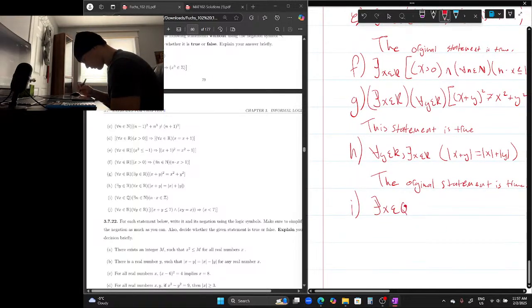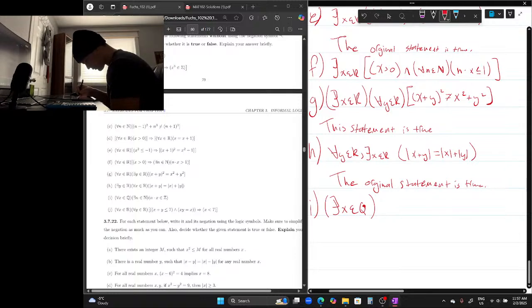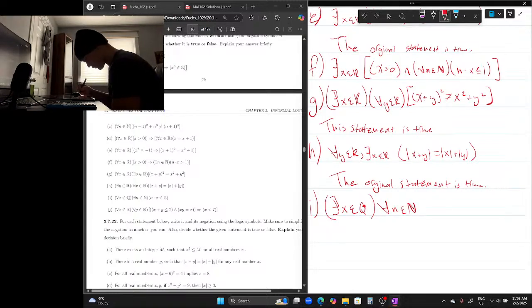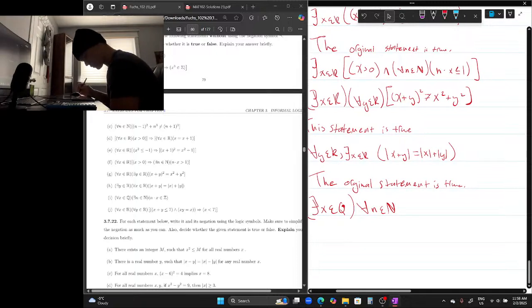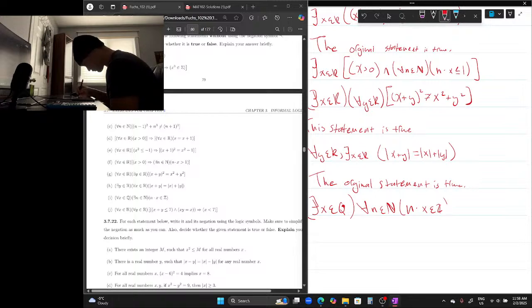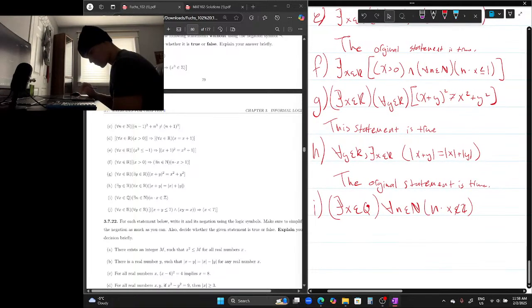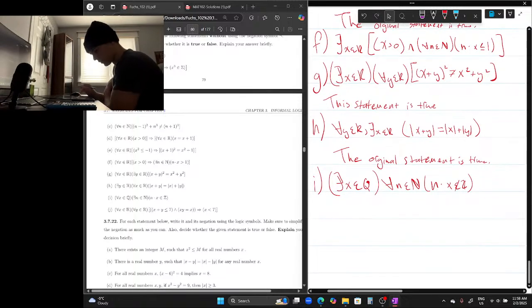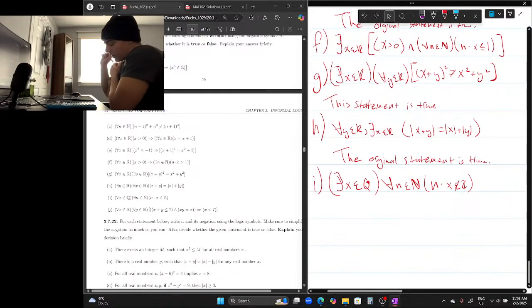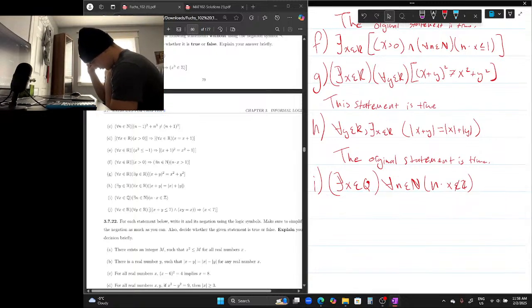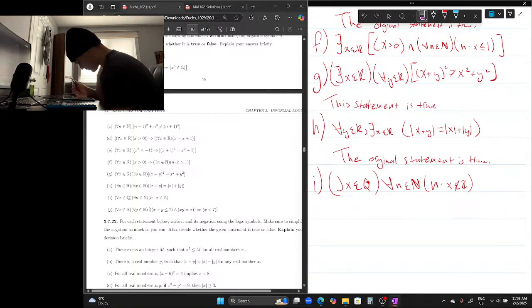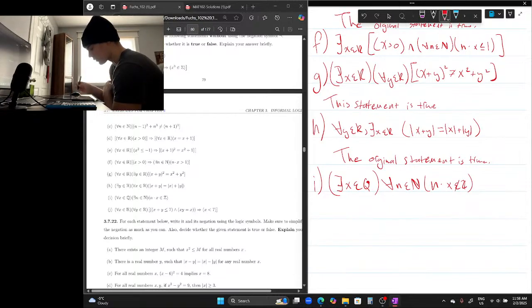There exists an x in the set of rationals such that for all n in the set of natural numbers, n times x is not an integer. Yes, this is pretty simple. So the original statement is false.